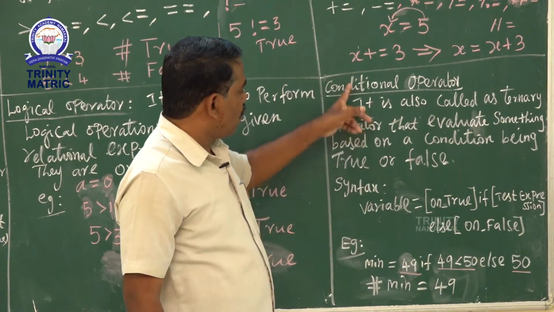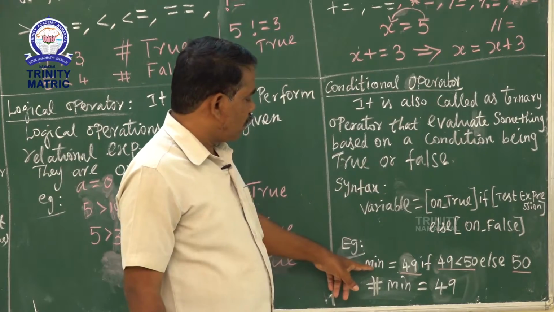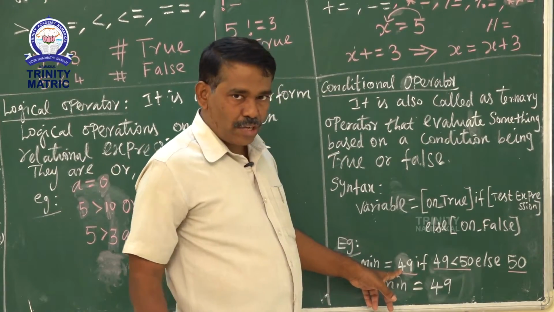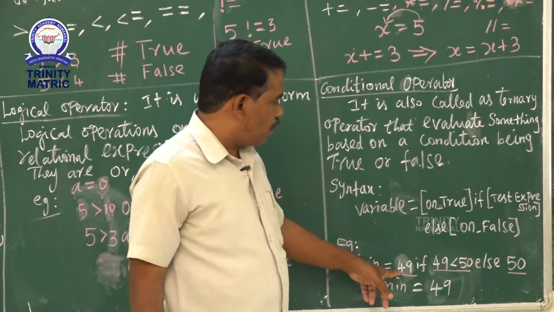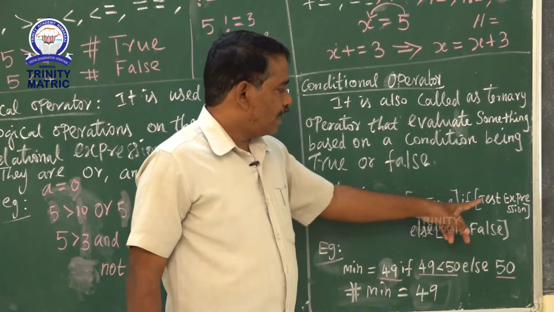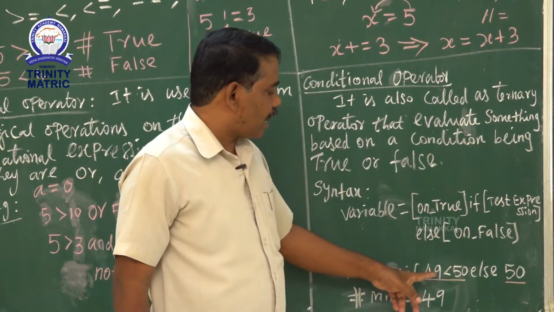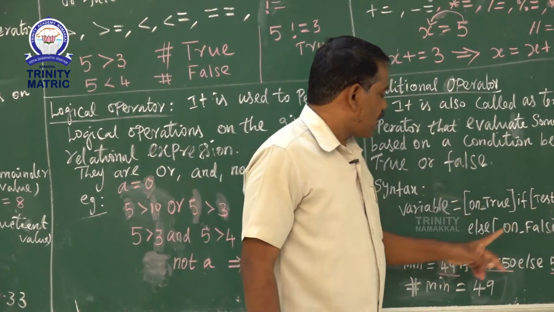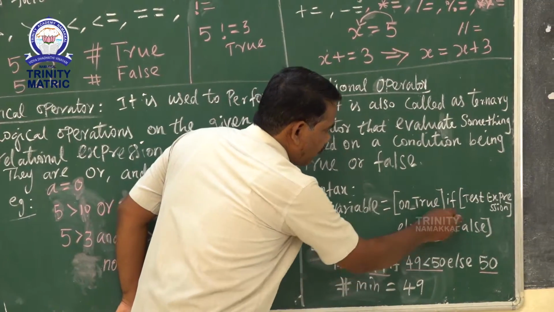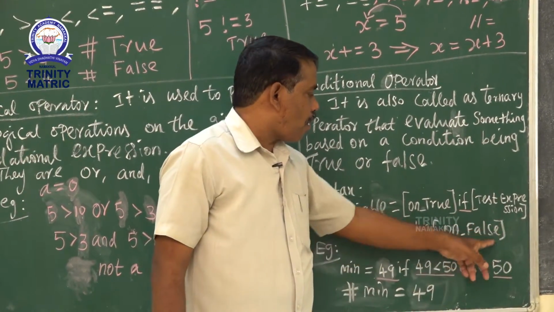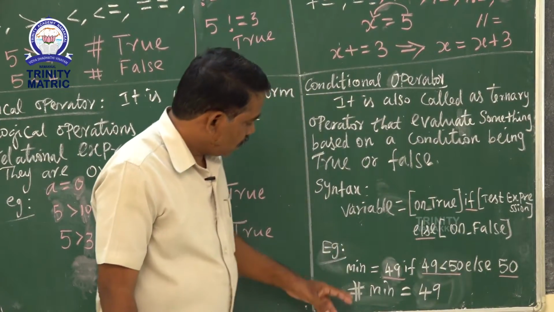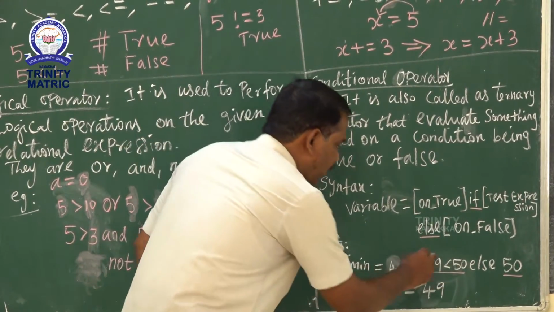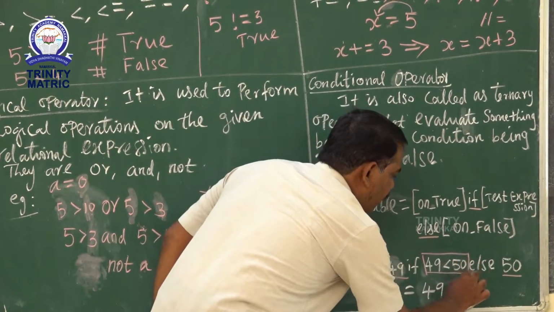See the syntax for the conditional operator. Here min is a variable equal to on true, that means the true value. If is a keyword, then the test expression, that means the condition. Test expression is nothing but the condition. After that, the else keyword, then the else part, on false. See this example: min equal to 49 if the condition 49 less than 50.